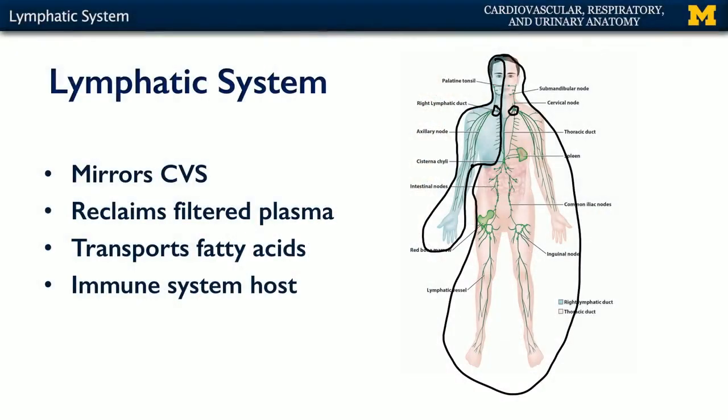duct. In addition to reclaiming filtered plasma, the lymphatic system is also an important way of moving fatty acids from the GI system up through the liver, and it's a place for your immune system to be hosted, to develop, and to mature.